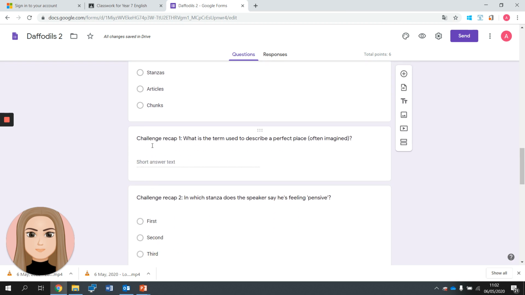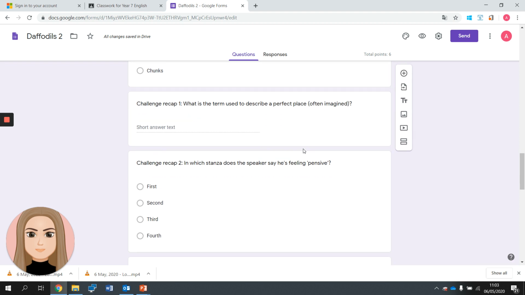Okay. Challenge, recap one. The term used to describe a perfect place is utopia. Well done if you remembered that. So a perfect place is called a utopia.